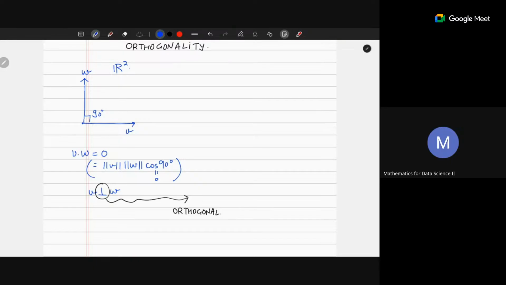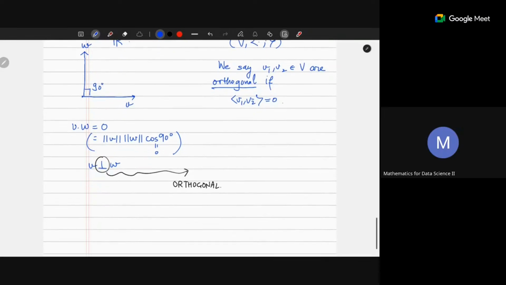So we say, in a general vector space with an inner product on it, vectors v1, v2 in V are orthogonal if their inner product is equal to 0, right?